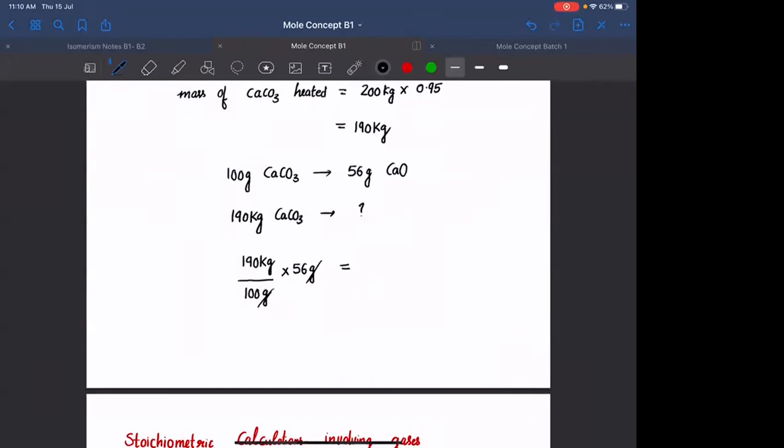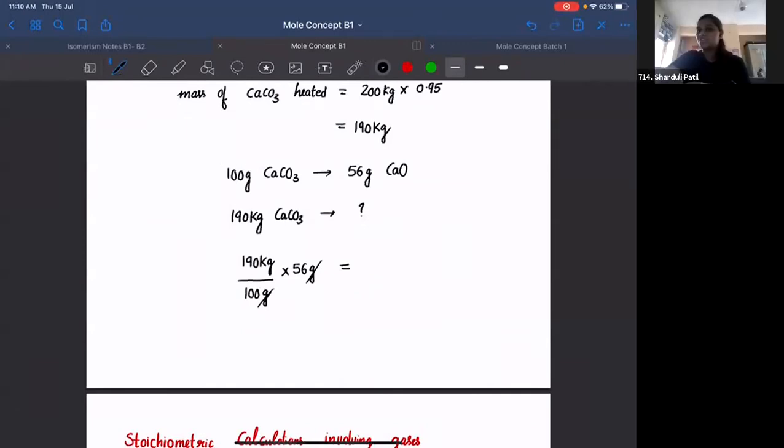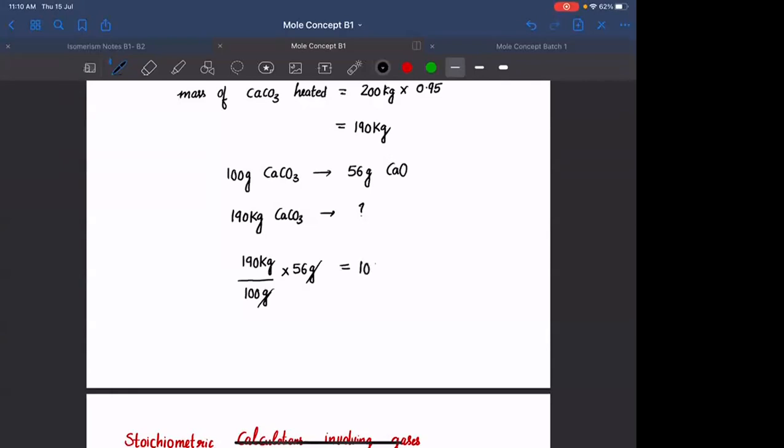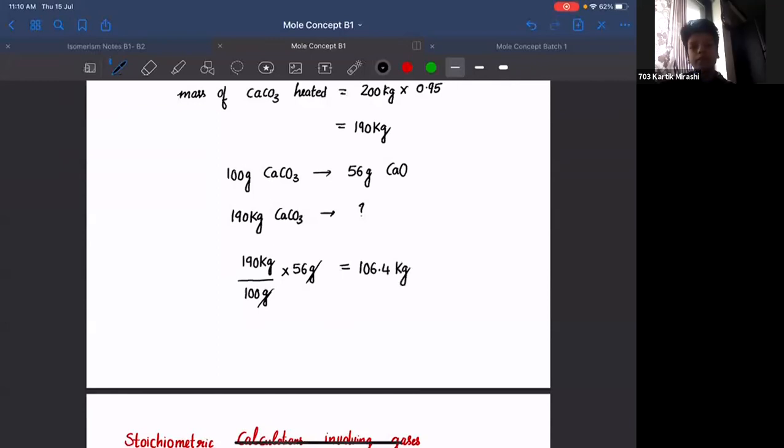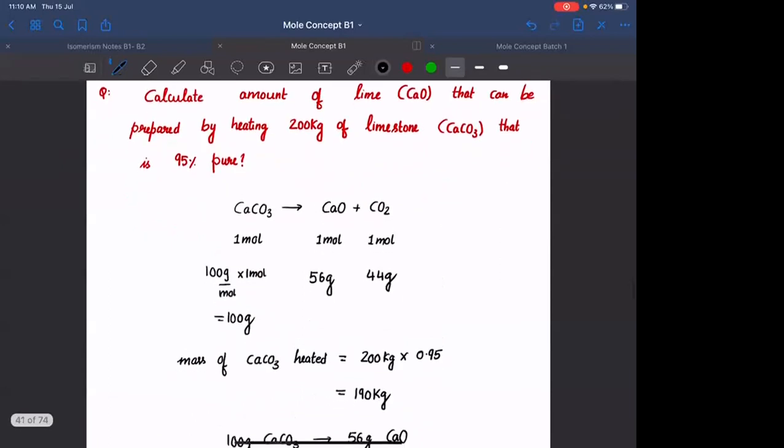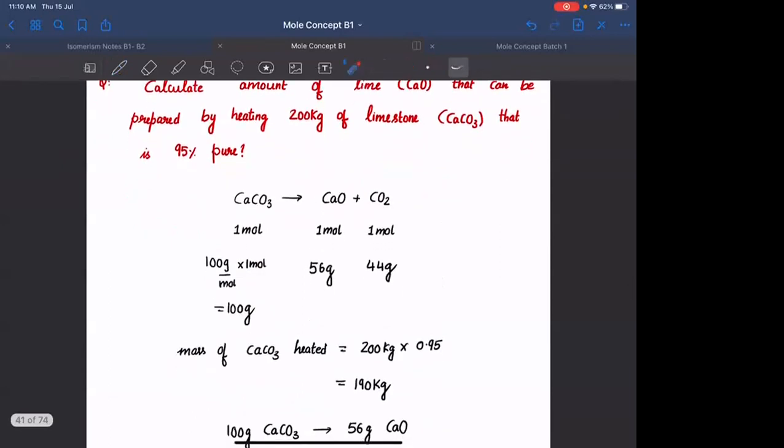Tell me the answer. 106.4 kg. Very good. 106.4 kg. Is that clear? Just understand the question if they are giving any extra information about the purity. You need to think that the entire amount is not of that particular compound. Some percentage of it will be of that particular compound. You can find the mass of it, you can convert that into moles, you can do any analysis.